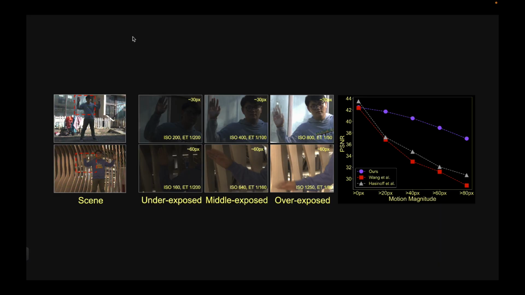Besides, we carried out a thorough experiment on the real HDRV dataset to quantitatively evaluate our model's robustness to motion. As is shown in the chart on the right, our model is more robust to motion than other methods as the average strength of motion in the patch increases.